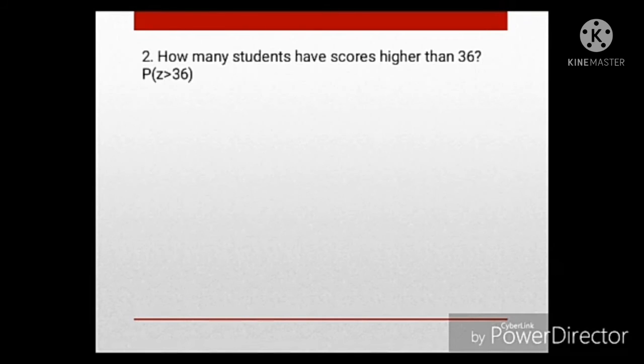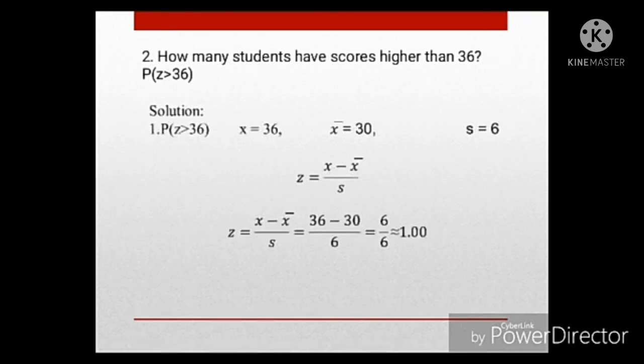Next is to solve for the number of students who scored higher than 36. Solution. We have the given x, which is 36, the mean, which is 30, and the standard deviation, which is 6. We will use the same formula. First, replace the x by 36, the mean by 30, and the standard deviation by 6. Next is to subtract 30 from 36. The answer is 6. After that, divide 6 by 6. The answer is approximately 1.00.